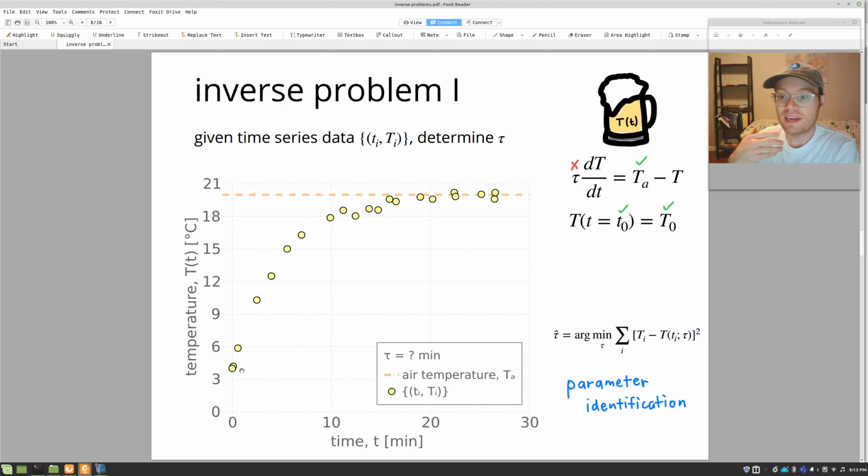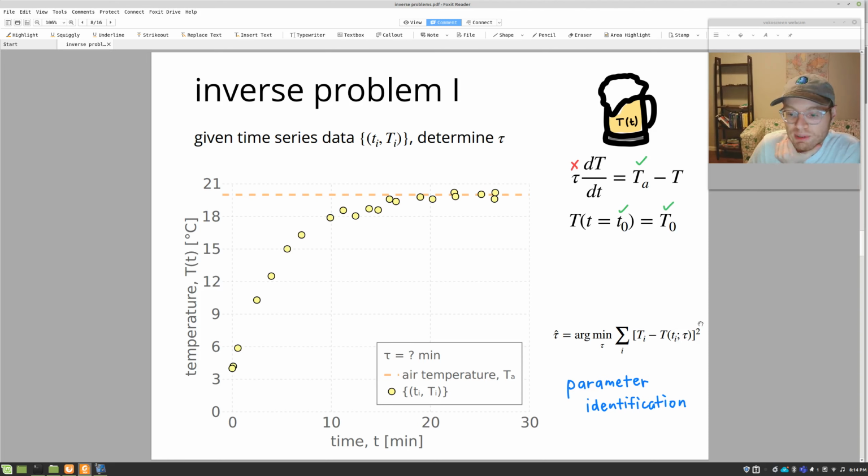All right, so the inverse problem is a bit different, and this is what you'll do in your activity. The inverse problem is when you don't know tau, and instead you wish to identify it from data, particularly time series data. This yellow data represents the time series data. So imagine you stuck a thermometer in a beer, and you measured its temperature at different times on its path from its initial temperature to the temperature of the air. And from this data, we wish to identify what tau is. So this is called parameter identification.